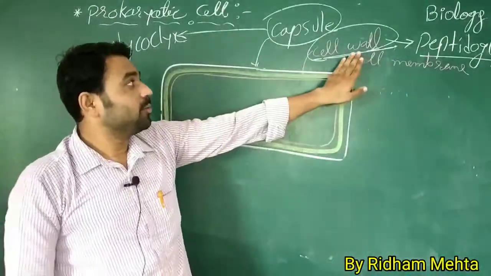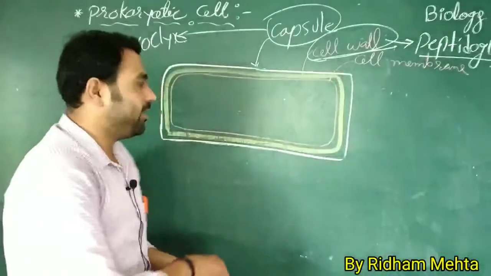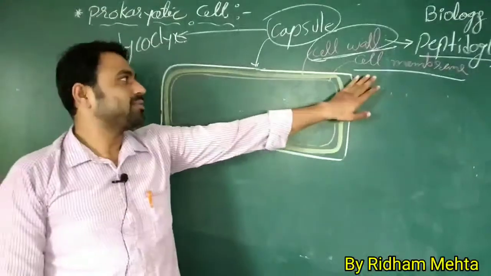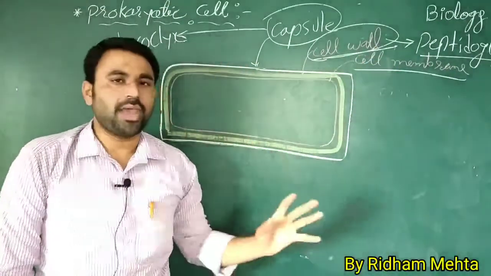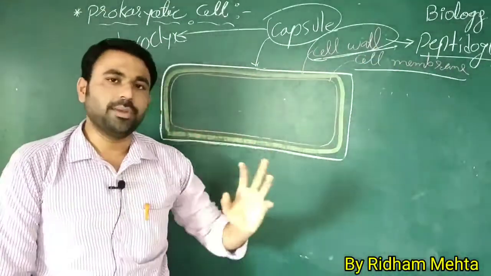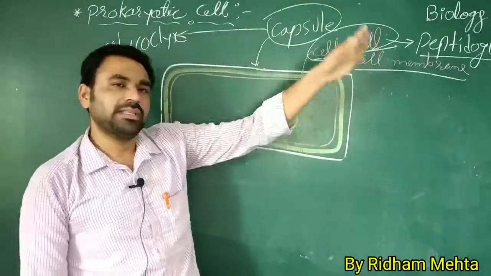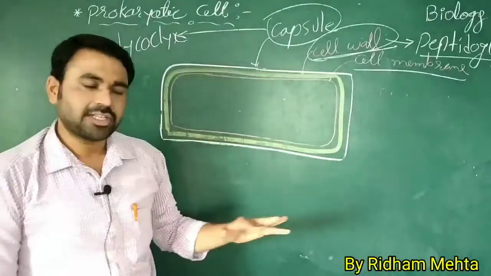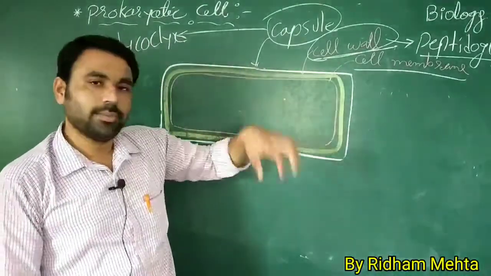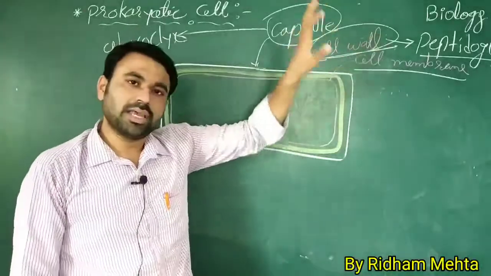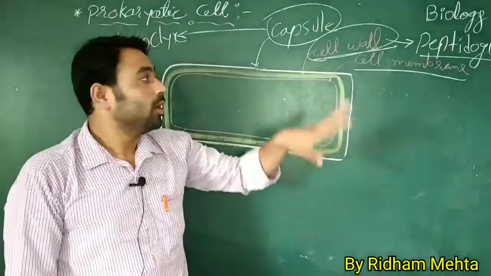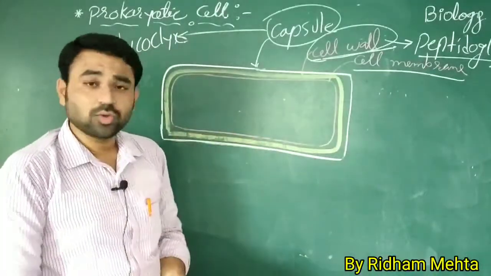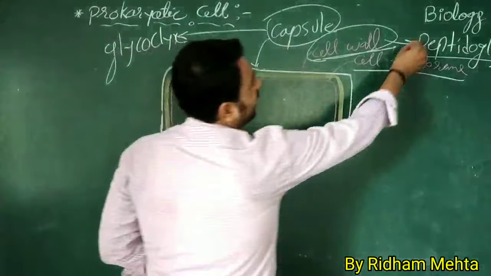Now the cell wall is made up of peptidoglycan, and then the cell membrane. This cell membrane structure is the same as the eukaryotic cell membrane. The prokaryotic cell membrane is structurally the same as the eukaryotic cell membrane. That's why, when we study the cell membrane in the eukaryotic cell later, it is exactly similar to this cell membrane. So here I am not giving its details. So let's move ahead.